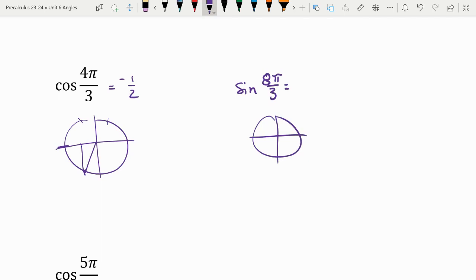I'm going to count by pi over 3. 1 pi over 3, 2 pi over 3, 3 pi over 3, 4 pi over 3, 5 pi over 3, 6 pi over 3, 7 pi over 3, 8 pi over 3.